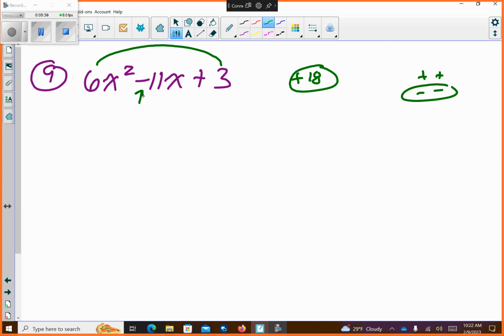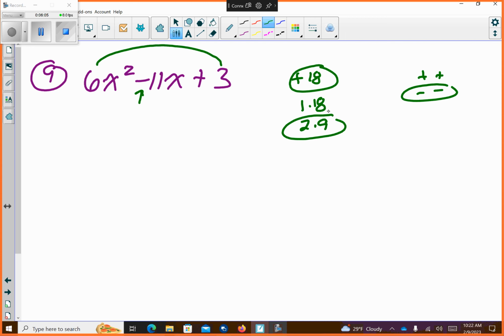Okay? That happens. All right. So 1 times 18 is the first factors. Is there any way to go negative 1 plus negative 18 to get negative 11? No. What about 2 and 9? Is there any way that I could go negative 2 plus negative 9 to get negative 11? Yeah, that works.